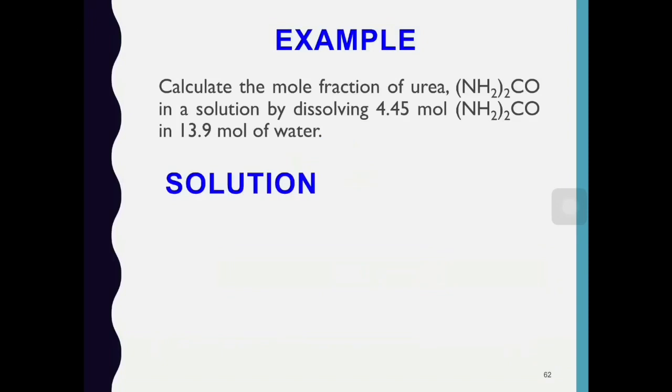Now let's look at this example. Calculate the mole fraction of urea in a solution made by dissolving 4.45 mole of urea in 13.9 mole of water. So urea is the solute and water is the solvent.